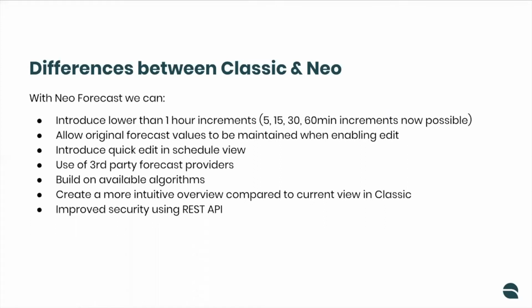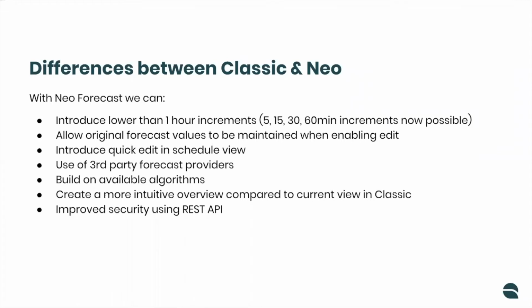We are also allowing for original forecast values to be maintained when enabling edit. Again, if you're familiar with Classic forecast, when edits were completed within that forecast within Classic, those edited values were removed and you could no longer see the previous value. Again, with this, what we have allowed for is, of course, the editing of forecast value, but the original being maintained. And I'll show you that when we go into the demonstration, both edits based on the percentage variance or also an edit based on the fixed value.